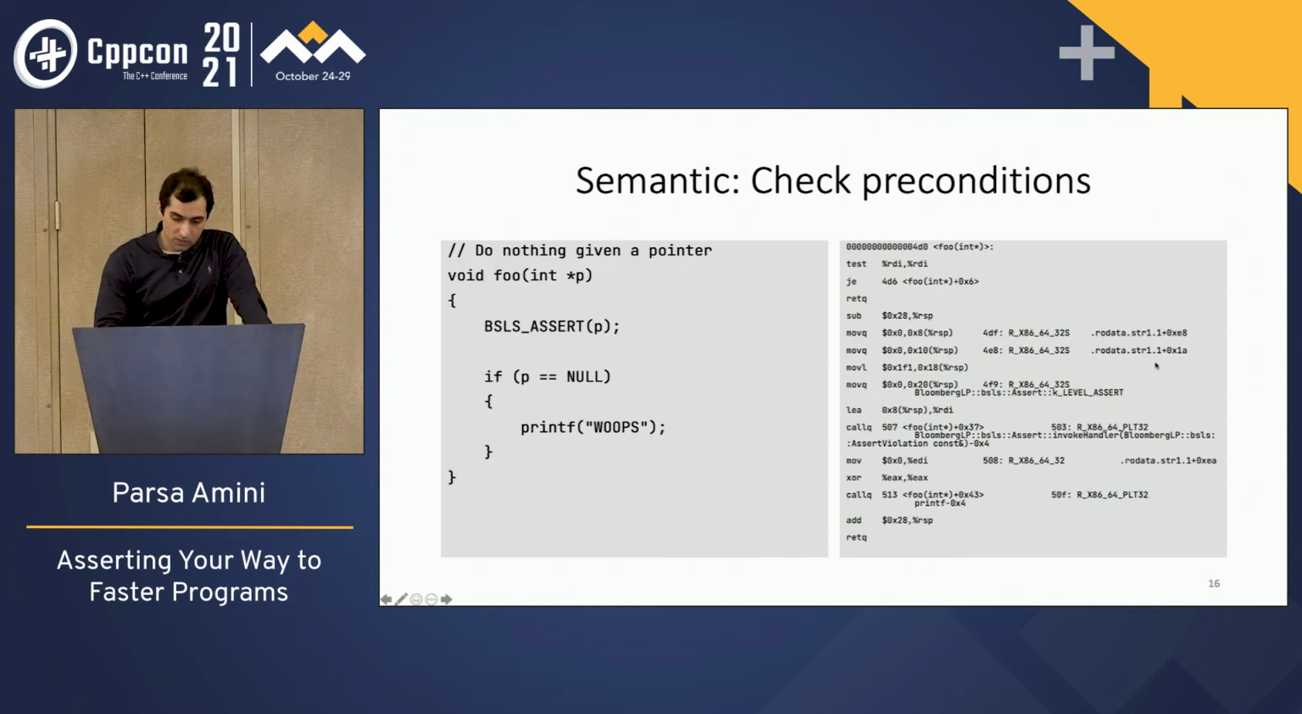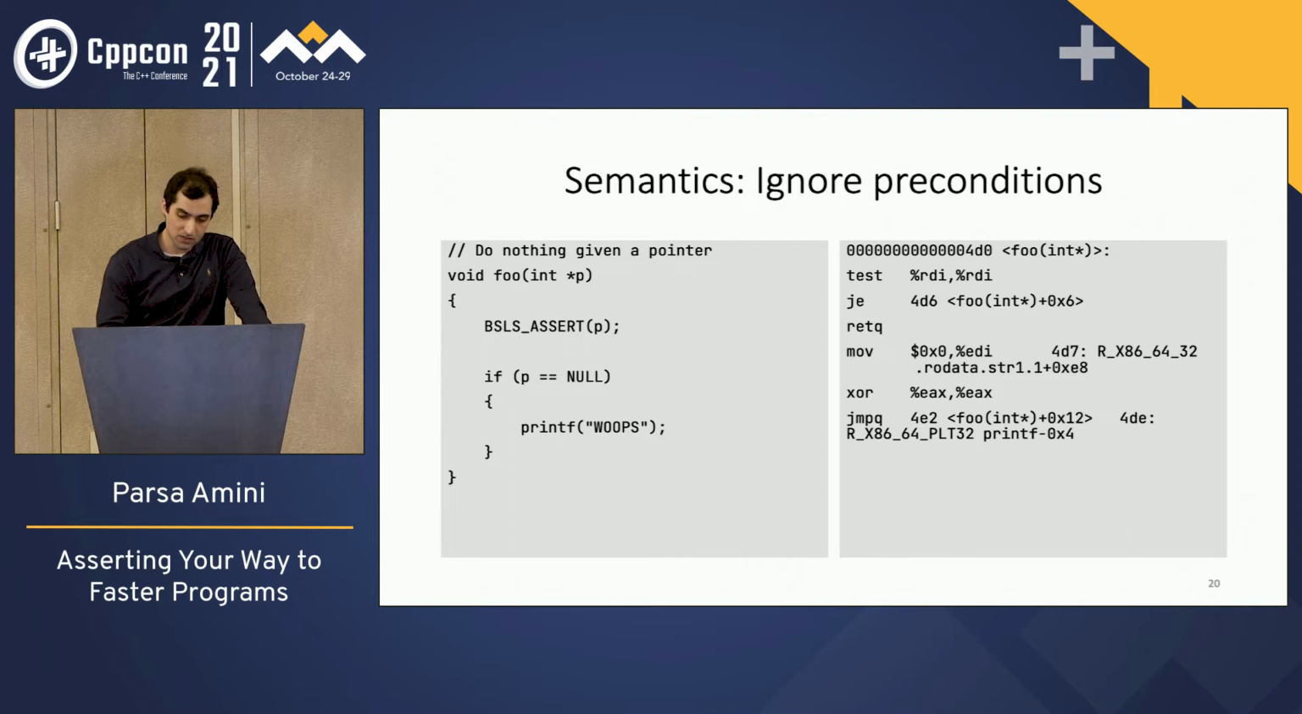If you compile this with enforcement semantic, you get all of this assembly for it. You have the precondition check, the compiler generates a test and jump instruction, and the code for the violation handler. The same branch that was used for the precondition check is also used for the if equals null pointer statement, and you have the code that calls printf. You get all of this with the enforcement semantic.